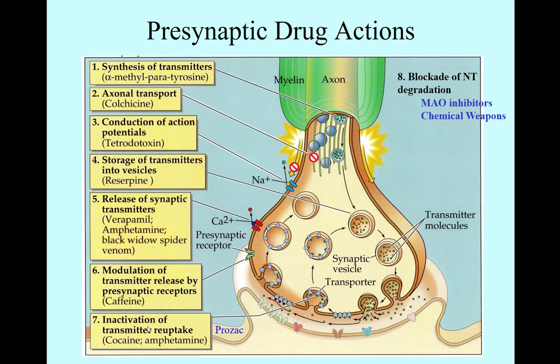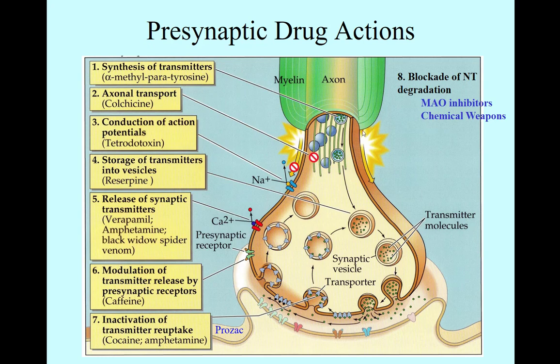Okay, and then number 7, inactivation of transmitter by reuptake. We talked about this earlier. You see this process of release and then reuptake back into the cell. Well, cocaine and amphetamine not only increase the release, but they block the reuptake. So that means there's a double bang for your buck there. Okay, more neurotransmitter release and then not taking up, so it's intense. The other thing is Prozac right here. We talked about it. It blocks reuptake, and so it allows serotonin to have a little more bang for its buck.